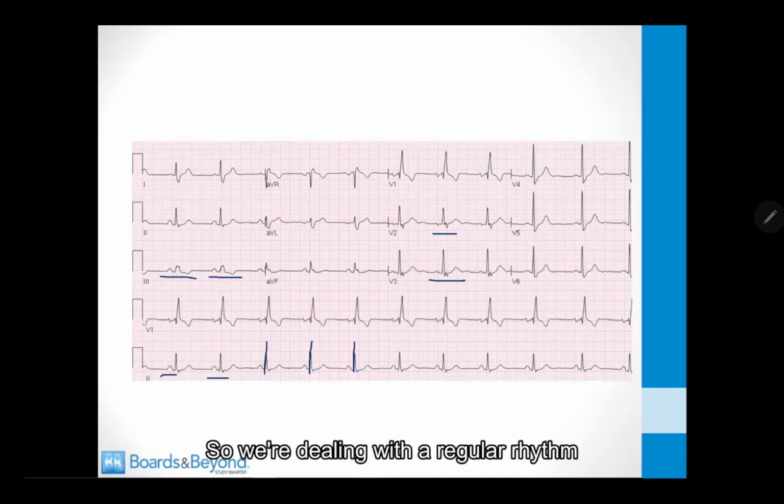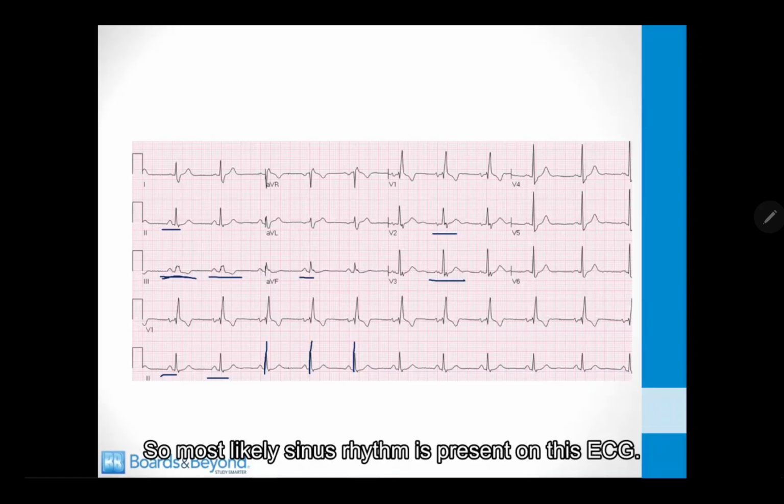So we're dealing with a regular rhythm with P waves present, so we already know that this is most likely going to be sinus rhythm. In addition, you can look and the P waves are upright in leads 2, 3, and AVF as you expect for sinus P waves, so most likely sinus rhythm is present on this ECG.